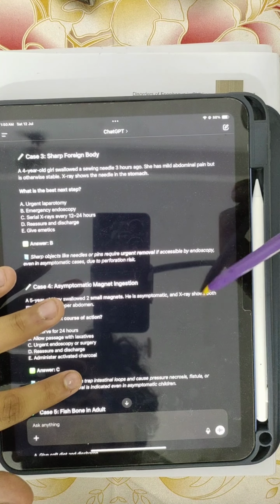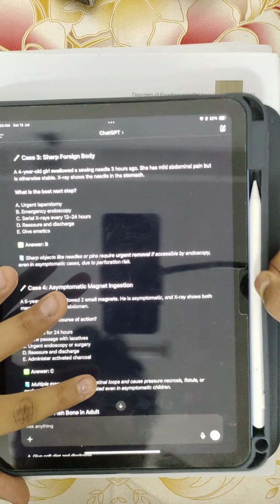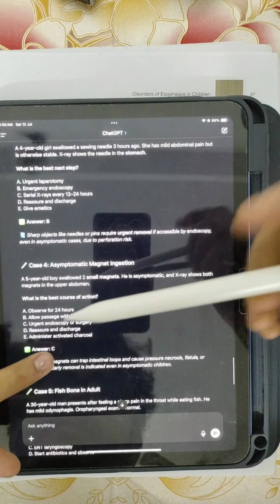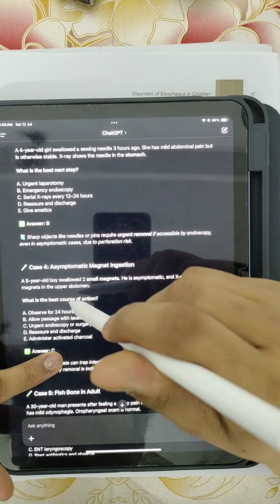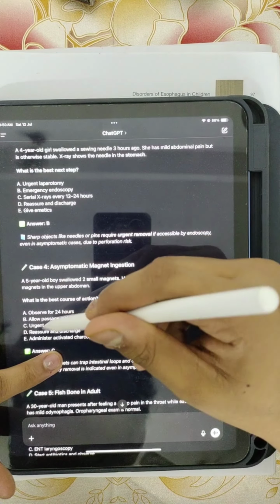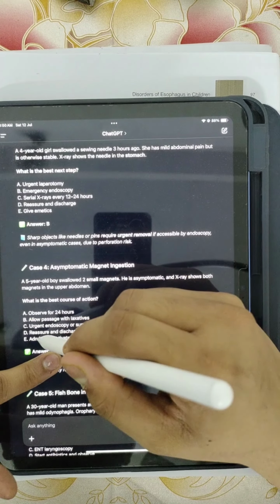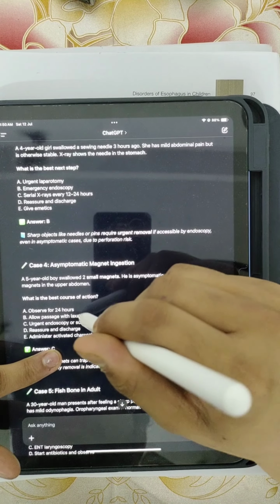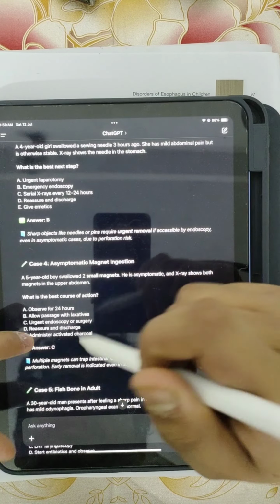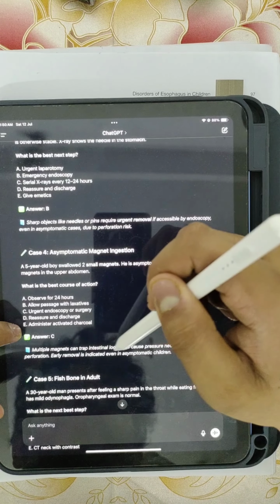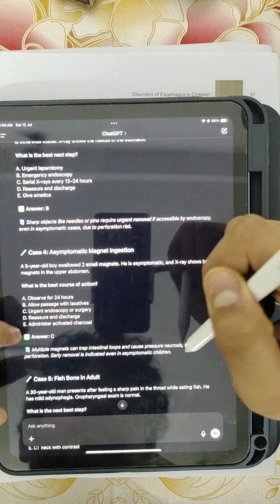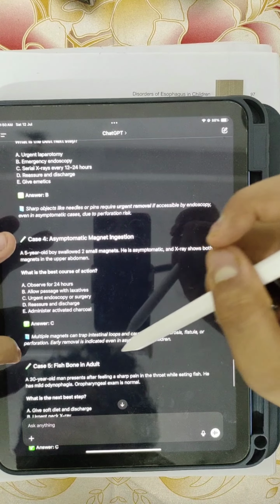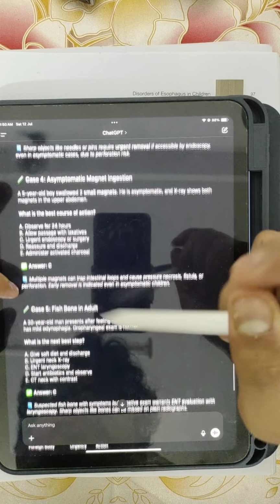Okay, now the next one is a 5-year-old boy who swallowed 2 magnets and is asymptomatic. The X-ray shows both magnets in the upper abdomen. What is the best course of action? For magnets, we don't reassure, and we won't give charcoal. It is urgent endoscopy or surgery. No laxative, no observation, because this can trap intestinal loops and cause pressure necrosis, fistula or perforation. Early removal is the indication even in asymptomatic children.